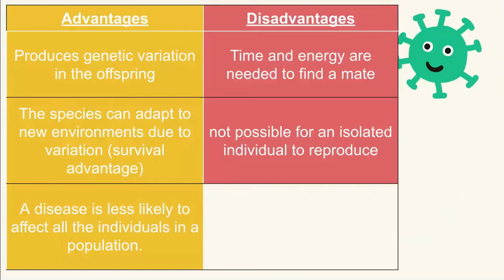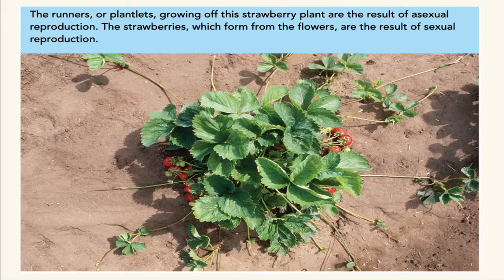The disadvantages here are that time and energy are needed to find a mate, and it's not possible for an isolated individual to reproduce. Now, our world is crazy and weird, and there's a lot of cool stuff going on, but there are organisms like the strawberry plant that reproduce asexually and sexually. The strawberries, which form from flowers, are the result of sexual reproduction. And the runners growing off the strawberry plant are the result of asexual reproduction.